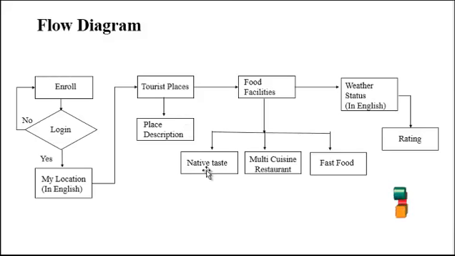And food facilities: in food facilities it displays three kinds of hotels with the address. Native taste, multi-cuisine restaurant and fast food. With these, all the details of the hotels available in Madurai will be available. Then weather status: the current weather status of Madurai will be displayed. Then next is the rating. The user can give a rating for the app using a 5 star rating. These are all the processes that come under the local tour planning.